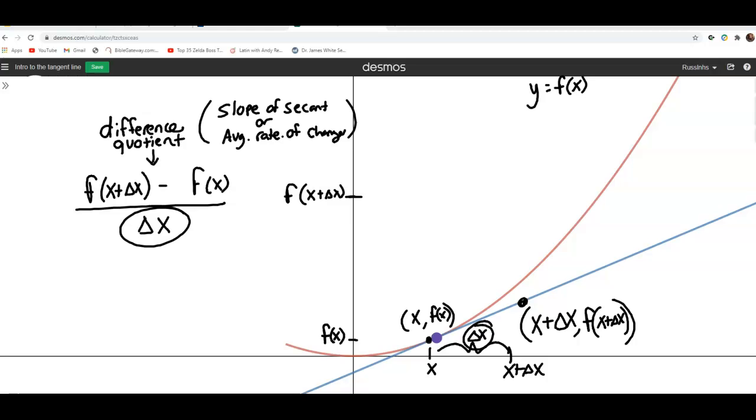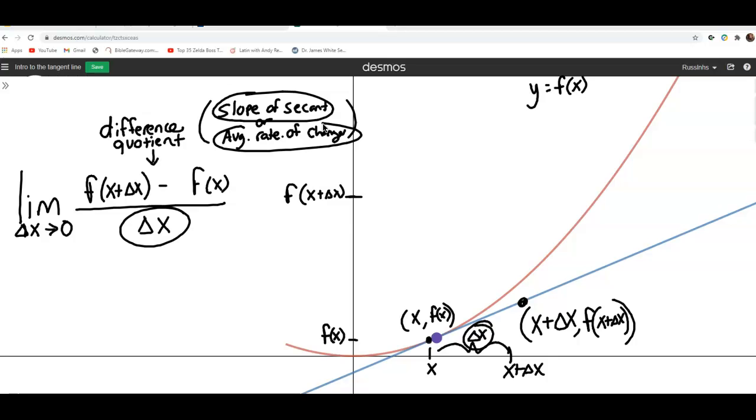Is there a concept in this class where we've talked about letting something get closer and closer and closer, although it can't really equal it? Well, yes, there is. We just finished a whole chapter on it. It's called limits. So what if I were to take this difference quotient and find the limit of this difference quotient as delta x approaches 0? If I let my delta x approach 0, then my slope of a secant line gets closer and closer to a slope of a tangent line. And my slope of a tangent line gets closer and closer no longer to an average rate of change, but to an instantaneous rate of change.